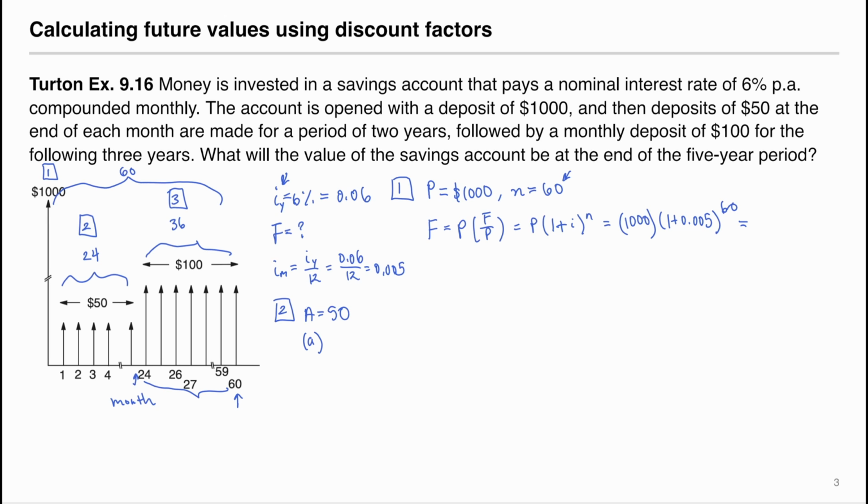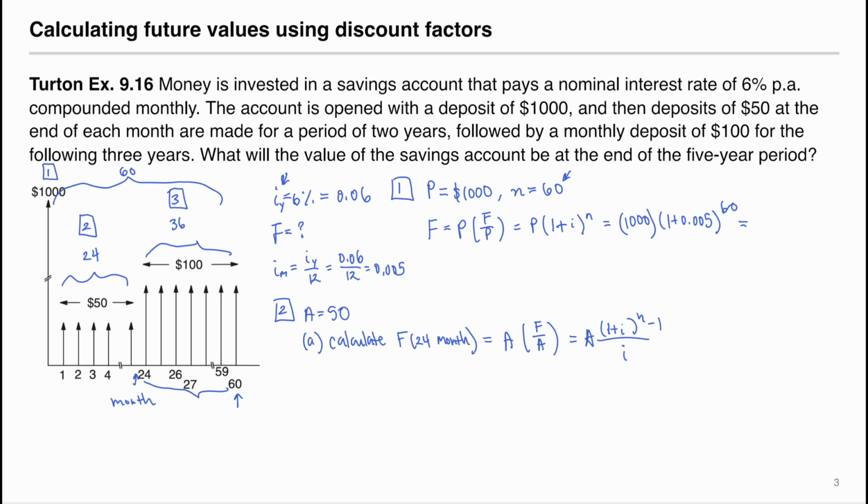Step A is to calculate annuity's future value at 24 months. That future value equals to annuity multiplied by its discount factor, F divided by A. And F divided by A can be found in table 9.1, which is (1 plus I)^n minus 1 divided by I. And we can substitute numbers for that.